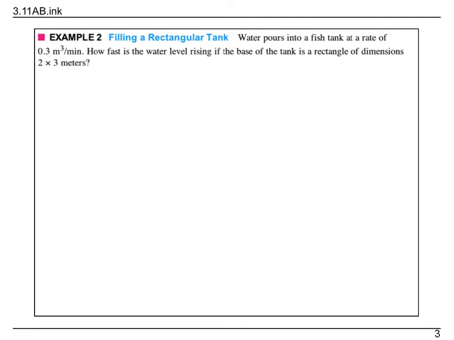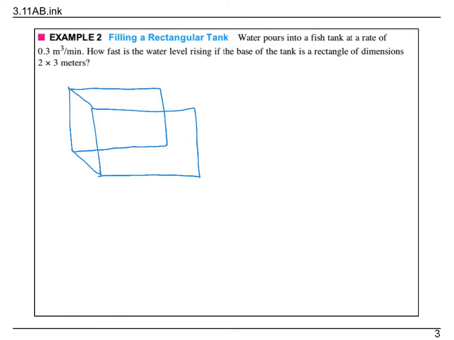All right, example number 2. So we are now filling a rectangular tank. So water pours into a fish tank at a rate of 0.3 meters cubed per minute. How fast is the water level rising if the base of the tank is a rectangle of dimensions 2 by 3 meters? Okay, so let me draw my fish tank. Water's pouring in. I know that the base is 2 by 3. And I'm given this rate.